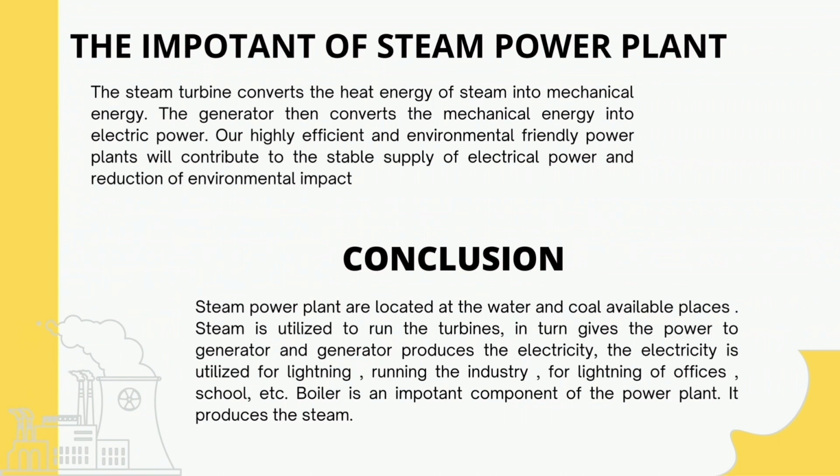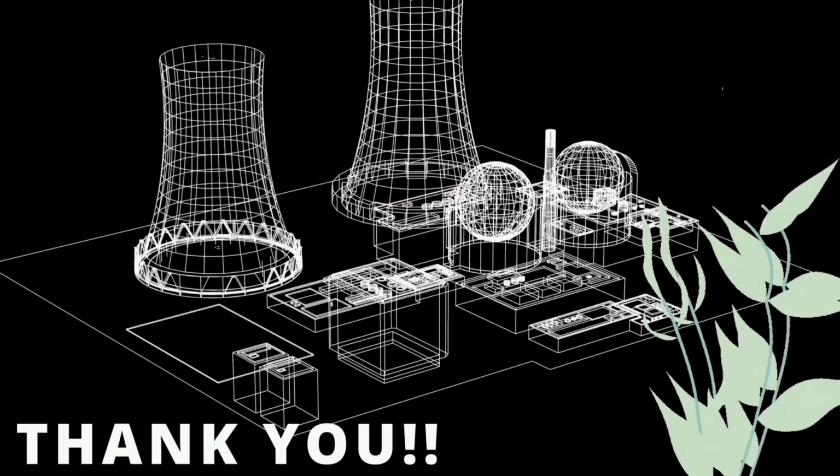Steam is utilized to run the turbines. In turn, they give the power to the generator, and the generator produces the electricity. The electricity is utilized for running the industry, for lighting of offices and schools. The boiler is an important component of the power plant. It produces the steam. That's all from our group. Thank you.